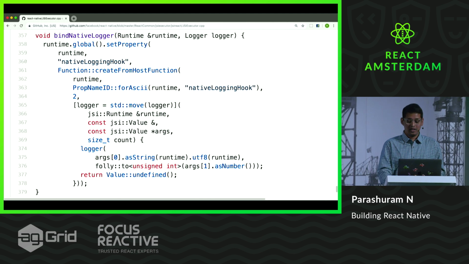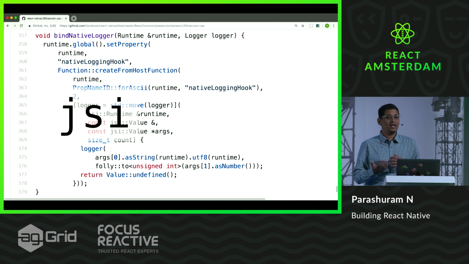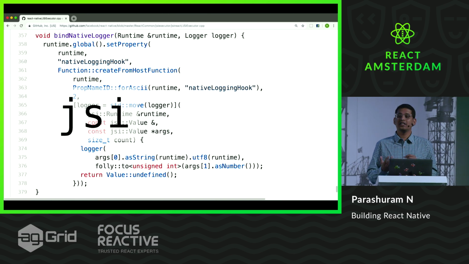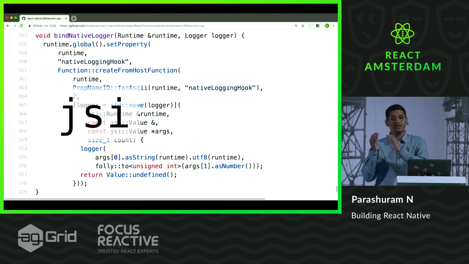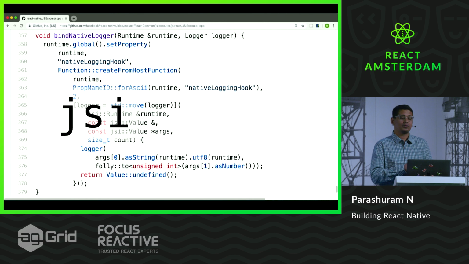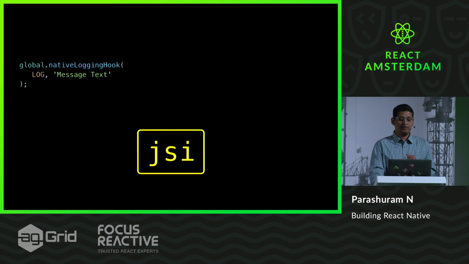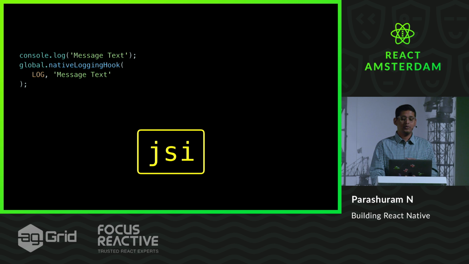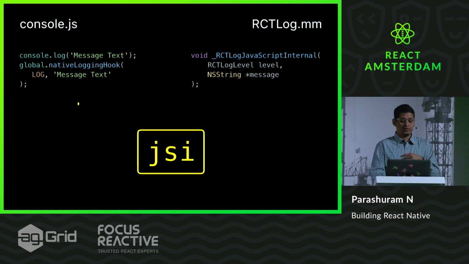So this is what happens, and this was something new. This is what is called JSI, or JavaScript Interface. JavaScript Interface is this new and standardized way to expose native objects, like Java objects or Objective-C objects, from your native modules to the JavaScript world. Effectively, to summarize, we had global.nativeLoggingHook, which was called by console.log, and this eventually calls Objective-C functions from JavaScript to Objective-C.